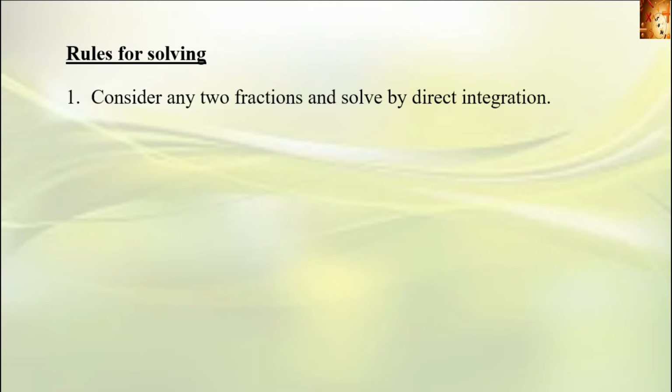the auxiliary equation is: consider any two fractions. We have the auxiliary equation dx by P equal to dy by Q equal to dz by R. Considering any two fractions and solve them by direct integration. This is the first method.